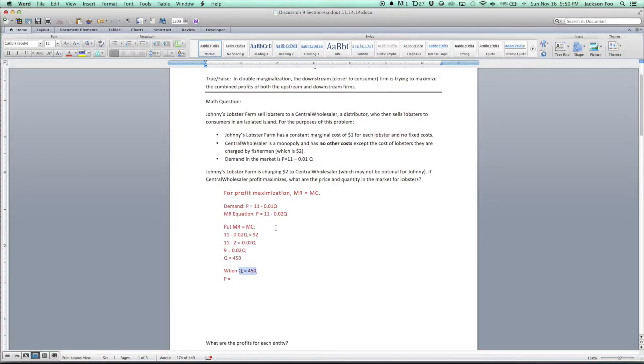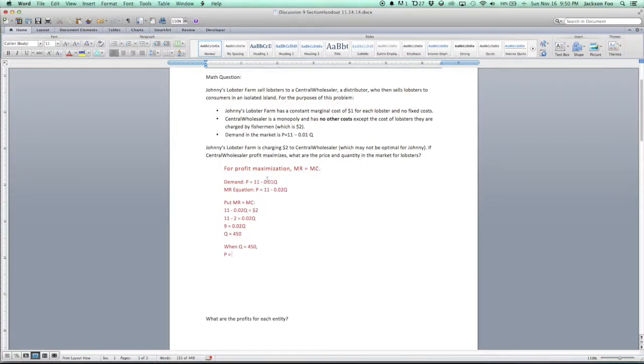Remember that this Q equals 450 has to go back into the demand equation, not the MR equation. It would not make sense. We'll see it in a graphical format in the middle of the second page. But right now, remember that it goes back to your demand equation. So this becomes P equals 11 minus 0.01 multiplied by 450, which gives us P equals 11 minus 4.5, which gives us P equals 6.5 or 650.